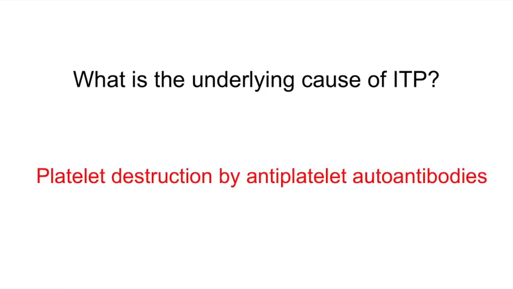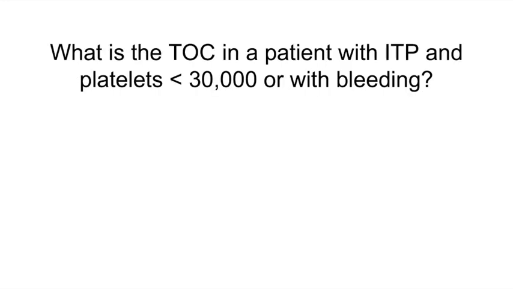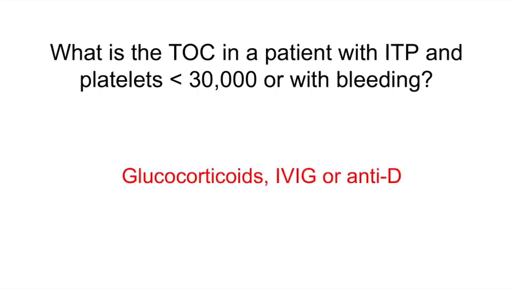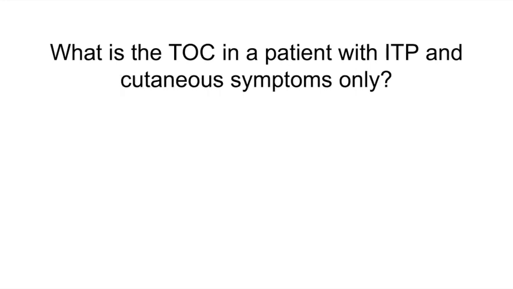So ITP usually occurs after a viral infection, and patients can present with clinical features such as mucosal bleeding, ecchymosis, petechiae, and of course, isolated thrombocytopenia less than 100,000. What is the treatment of choice in a patient with ITP and platelets less than 30,000 or with bleeding? Glucocorticoids, IVIG, or anti-D. What is the treatment of choice in a patient with ITP and cutaneous symptoms only? Observe.